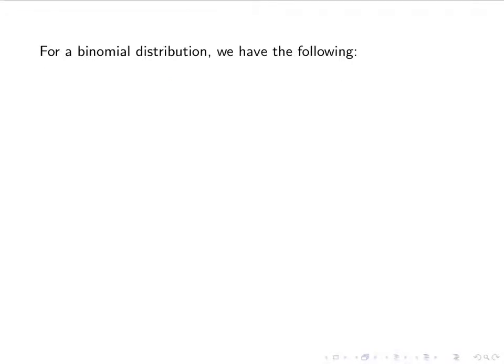For a binomial distribution, we have the following. Mu, the expected value, the mean, is n times p, the number of trials times the probability of a success. And sigma, the standard deviation, is the square root of npq. So we have much nicer formulas than that long drawn out and general formula for mu and for sigma.